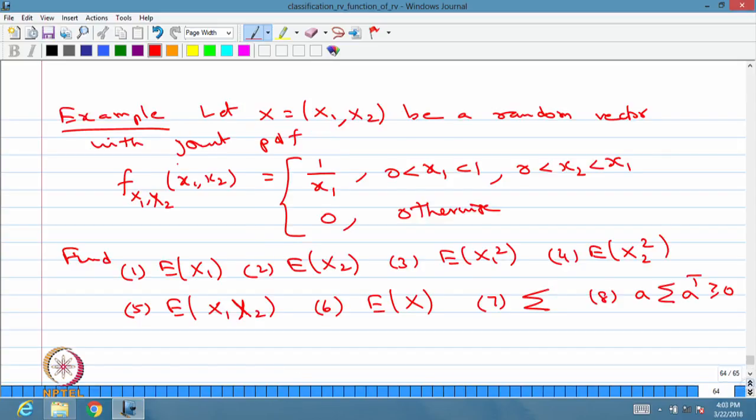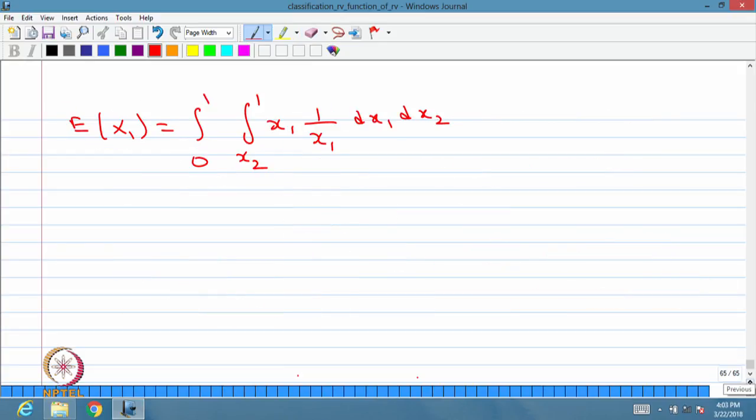You see that the joint probability density function is 1 divided by x1, where x1 ranges from 0 to 1, whereas the x2 range is 0 to x1. Therefore, expectation of x1 is the double integration 0 to 1, x2 to 1, x1 times 1 divided by x1. 1 divided by x1 is the joint probability density function of x1 x2. If you do the simplification, you will get the answer 1 by 2.